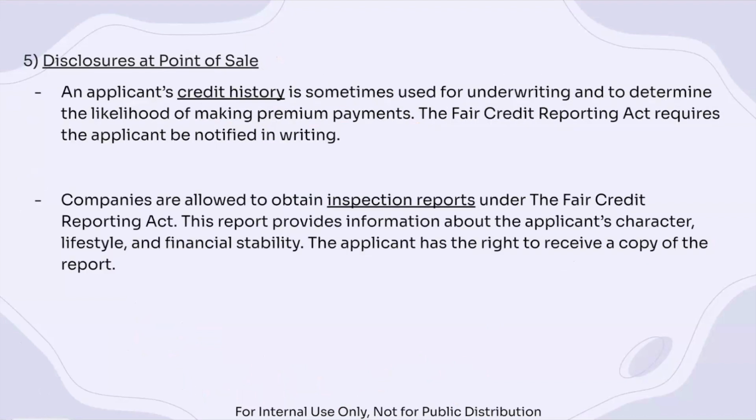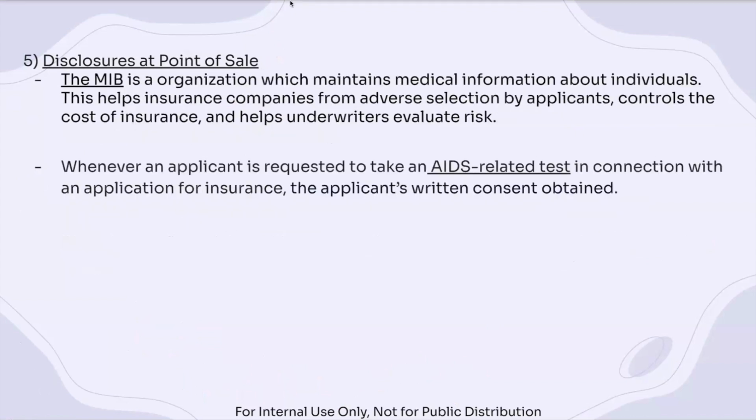So besides the credit report and the inspection report, we also have our disclosures at point of sale with MIB, the Medical Information Bureau. So what is this? Well, this is information which maintains medical information about individuals. So why is this important? Well, the insurance company needs to evaluate the risk of the applicants. So they need to utilize this medical information to control the cost of insurance and help underwriters, as I said, evaluate risk.